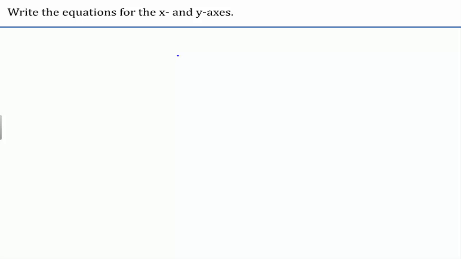In this question, we need to write the equations for the coordinate axis x and y. Let's see the solution for this.